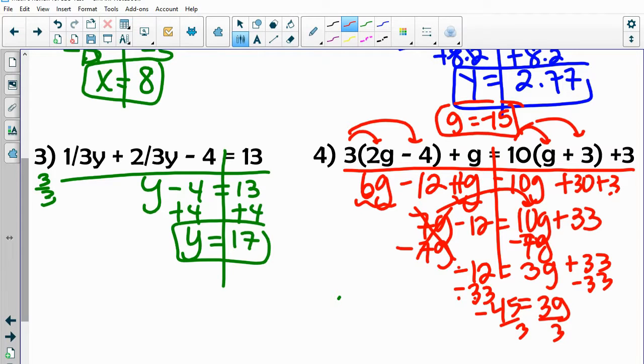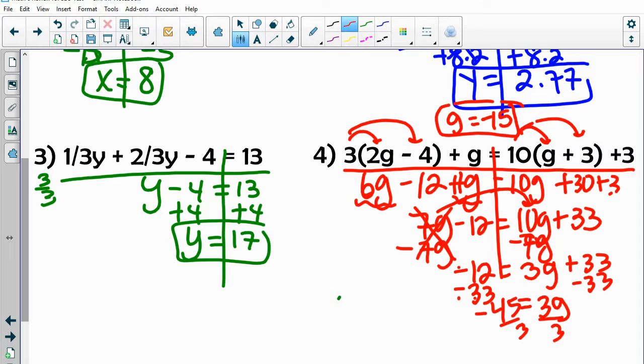So sometimes we've got tons of stuff to take care of. Just take it one little thing at a time. We know the process. Distribute, combine like terms, and then move that variable: add, subtract, multiply, divide. Any questions on that kind? Just go slow, take your time, bring everything down, and sure enough, you're there.